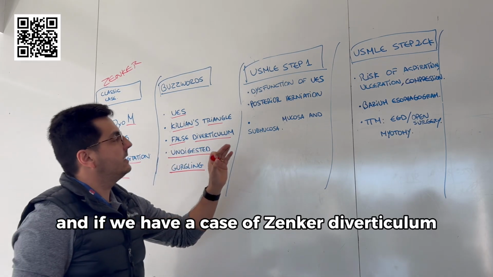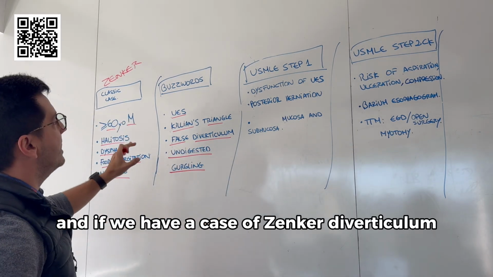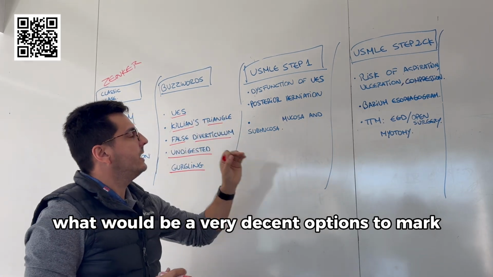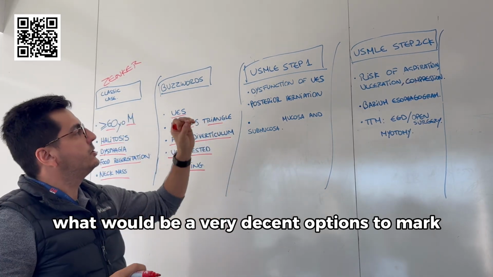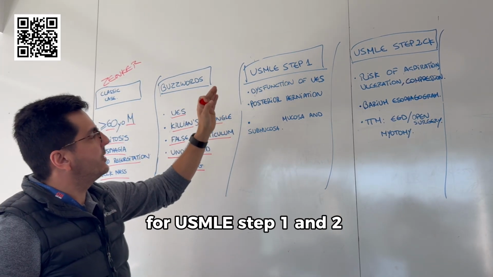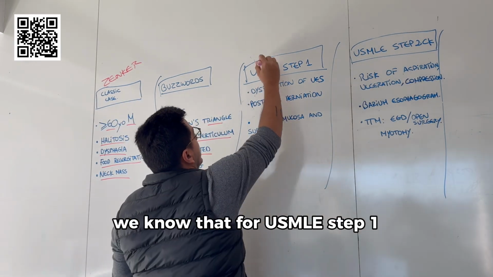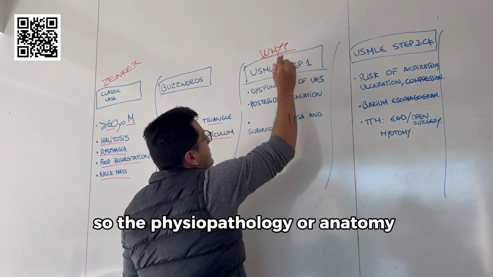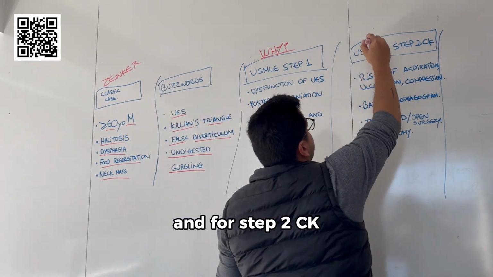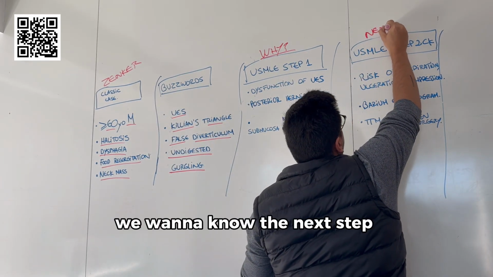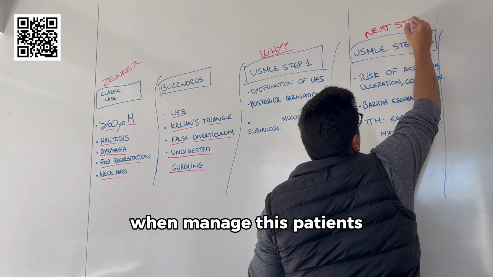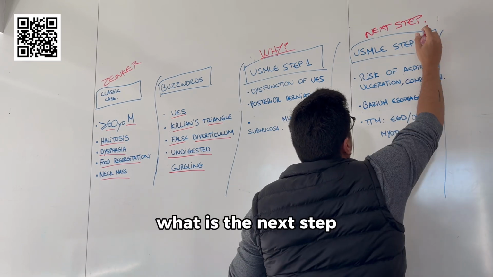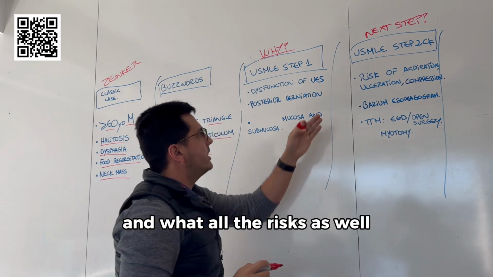right? And if we have a case of Zenker diverticulum, what would be very decent options to mark and get the question right for USMLE step 1 and 2? We know that for USMLE step 1, we gotta know the why, right? So the pathophysiology or anatomy. And for step 2 CK, we wanna know the next step when managing these patients, right? What is the next step? And what are the risks as well?